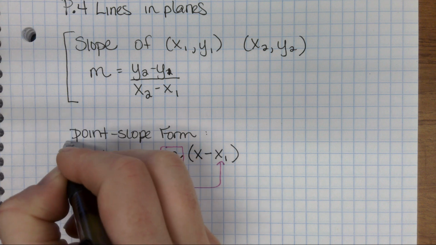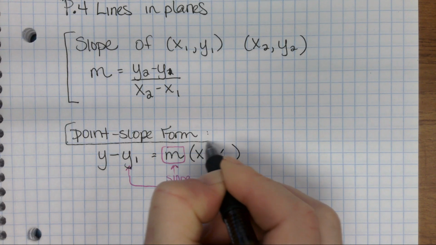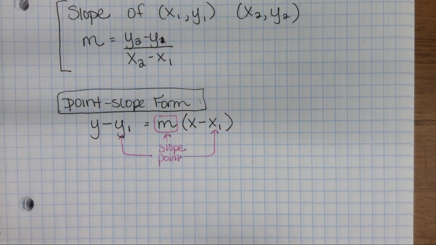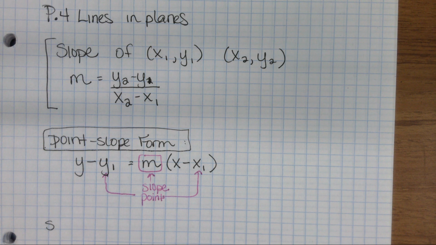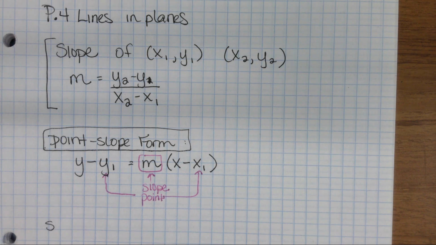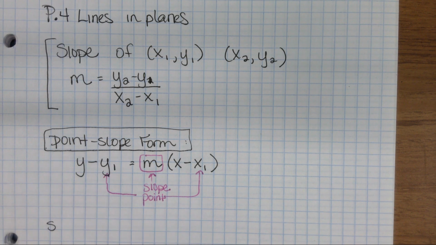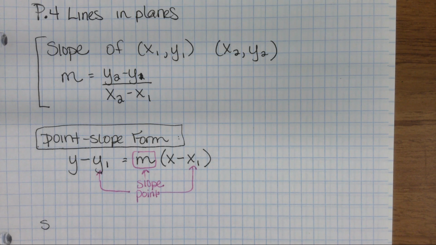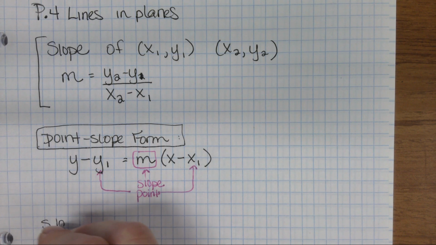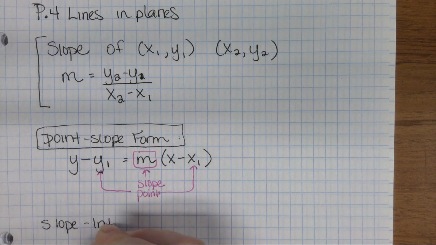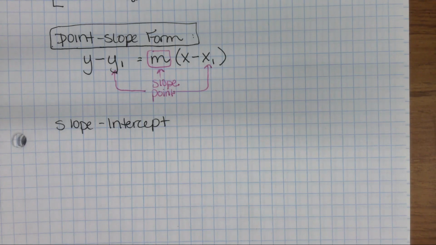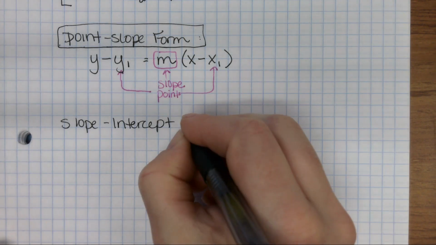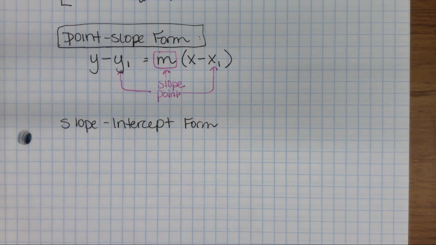So that's point slope form. By the way, in math, we're very uncreative. We don't make up fancy names. Point, slope. Point and a slope. That's where it comes from. Slope, intercept. Okay, what do you think slope intercept form contains? The slope, and then we have the b, which is the y-intercept.